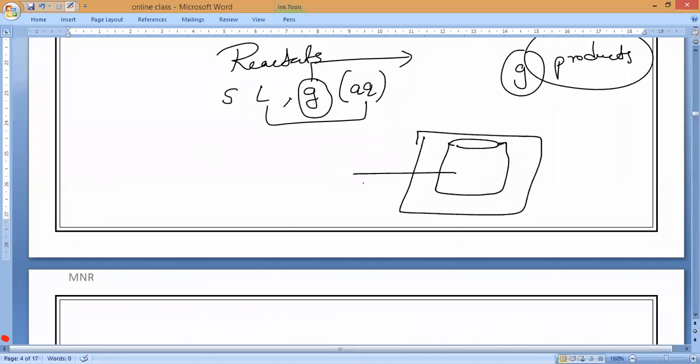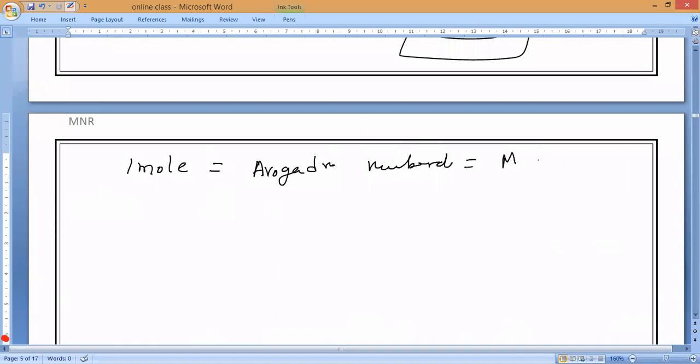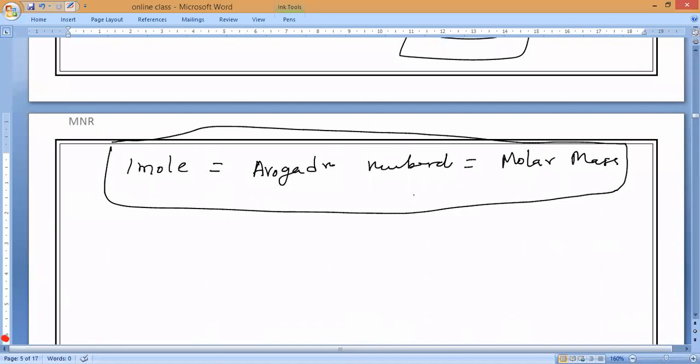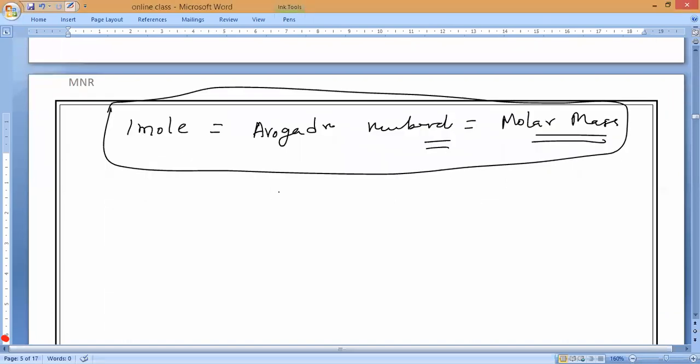How to know? As you studied in class 9th, 1 mole of any substance contains Avogadro number of particles, which equals the molar mass. Do you remember this? Avogadro number, tell me, what is it? 6.022 into 10 to the power 23. Remember.